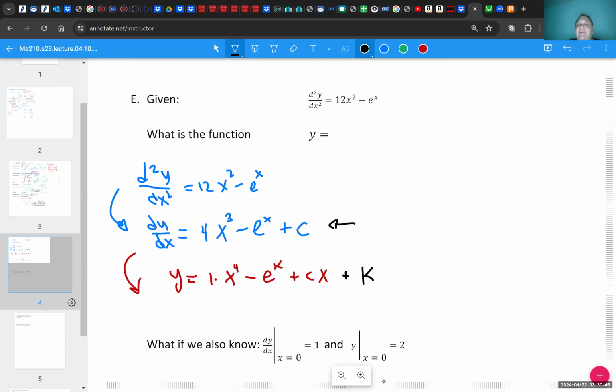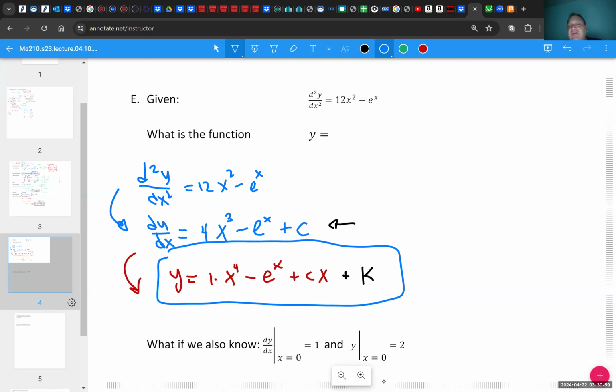But you do need a constant there because when I differentiate this y function, the derivative of the plus k is 0. And so this is still the antiderivative. So this right here, my friends, is the function. This is the general antiderivative. This is the function whose second derivative is the one that was given to us. And I have to be given a bunch of information to discover the value of c and or k, and that is the next part.